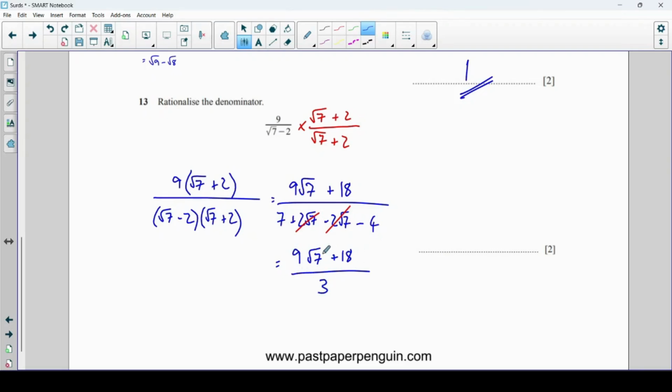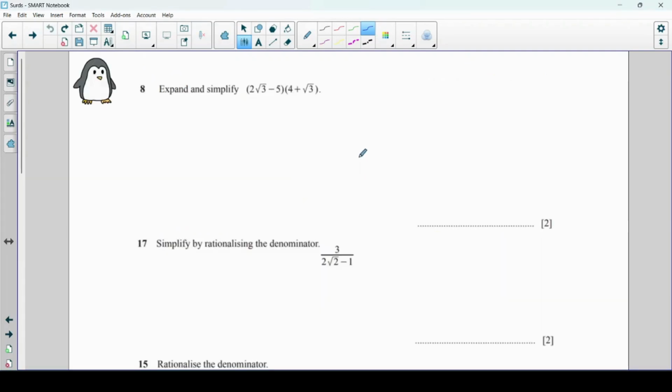All of these things are divisible by 3, so let's do that. We get 3 root 7 plus 6, all divided by 1, or just 3 root 7 plus 6. This question just wants us to expand and simplify these two binomials here.